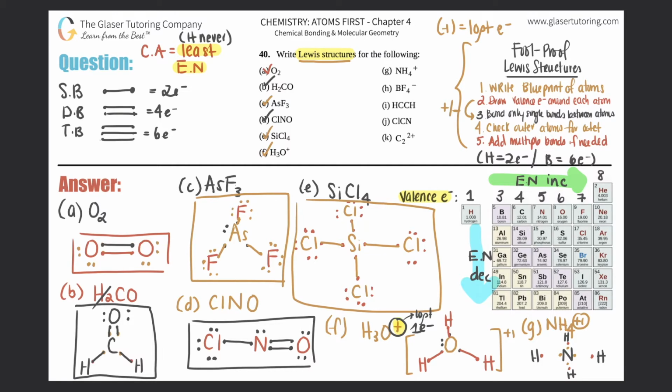So now we just do single bonds. So there's a single bond here, single bond here, single bond here, single bond here. And all the hydrogens will be good because they all have 2. This hydrogen has 2. This hydrogen has 2, 2. And the nitrogen has 8 electrons as well. 2, 4, 6, 8. So this one is good. It just has a charge, so it just needs brackets to put +1, and G is done.